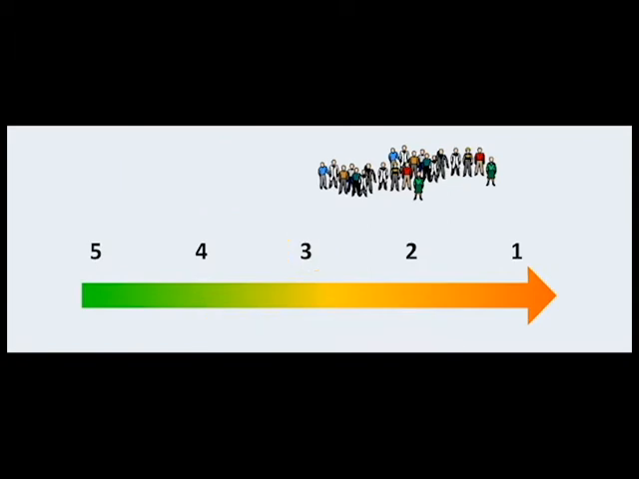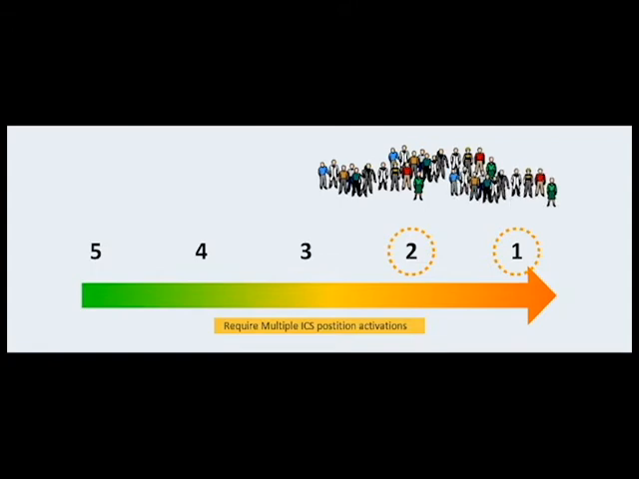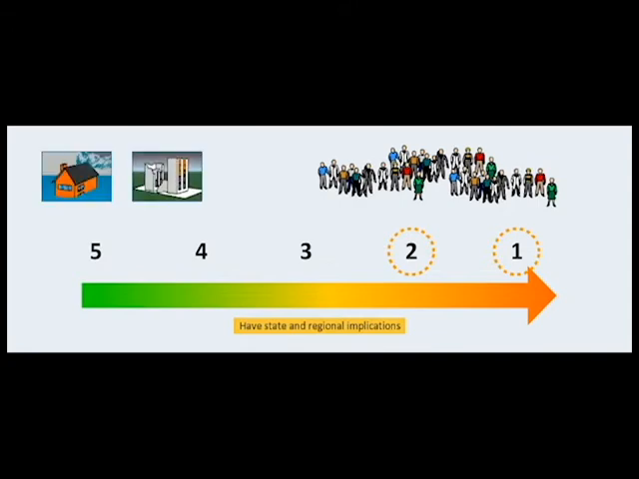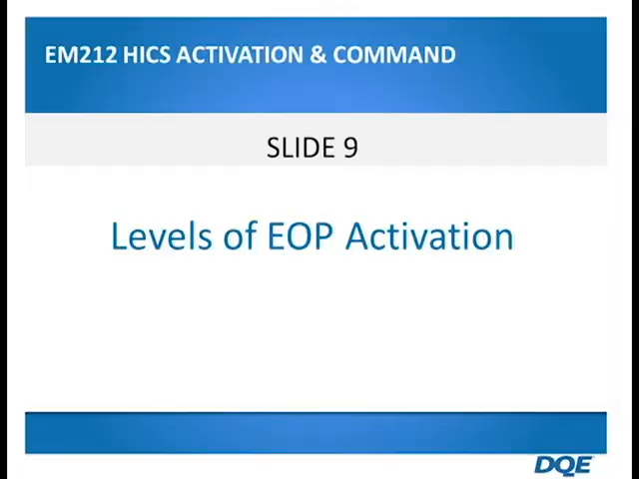Type 2 and Type 1 incidents are of higher magnitude and complexity, requiring multiple ICS position activations with the anticipation that the incident will go into multiple operational periods. These incidents have state and regional implications, such as a major flood, earthquake, terrorist attack, or widespread infectious disease outbreak.